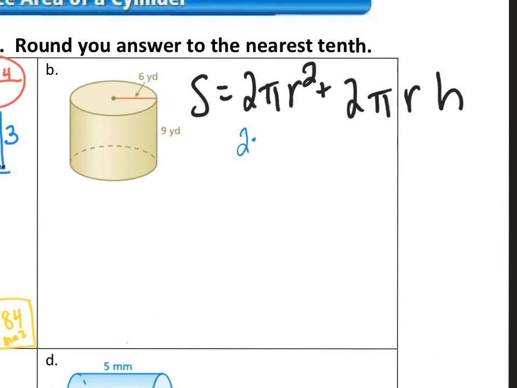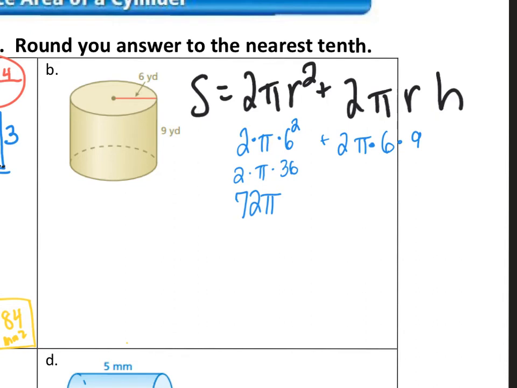I'll explain what that means again. So we have 2 times pi. Our radius is 6, so 6 squared, plus 2 times pi times our radius of 6 times our height. Okay, 6 squared is 36, and 36 times 2 is 72. So the exact answer of those circular bases is 72 pi. Once I multiply 72 times pi, it becomes an approximate answer because pi, remember, goes on forever, never repeats.